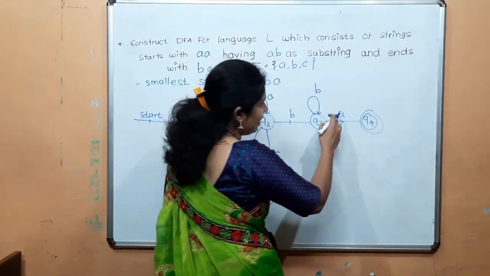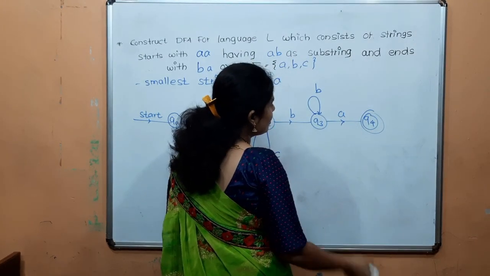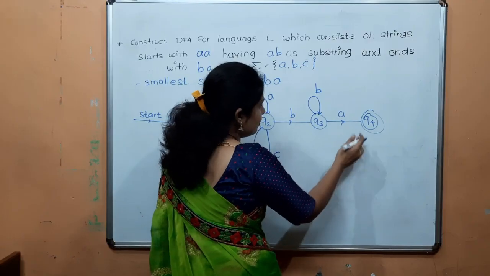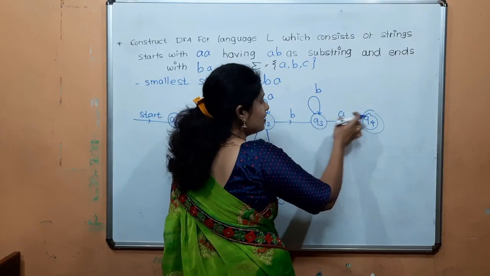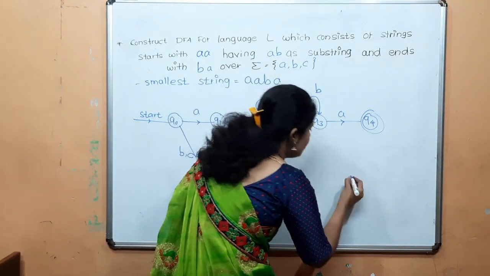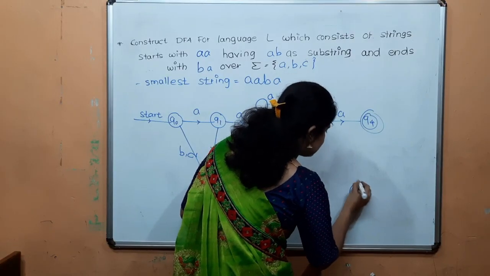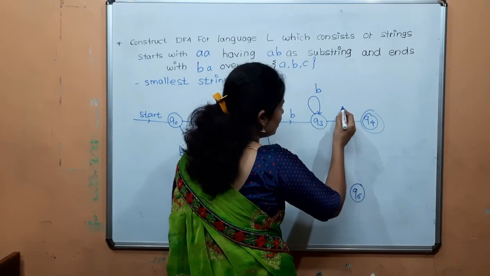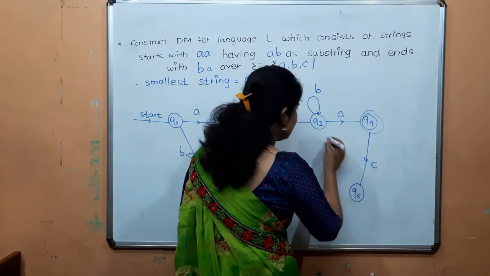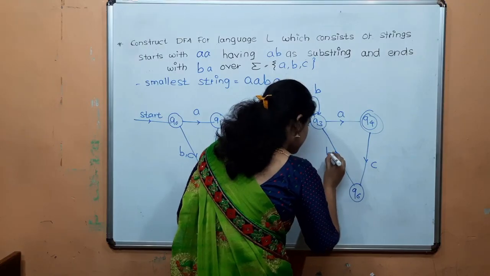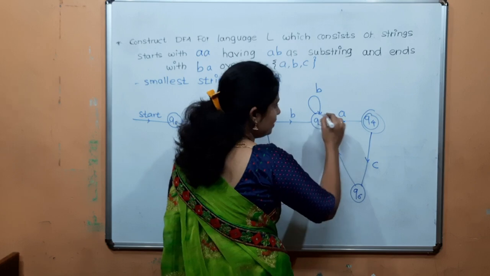Okay, after this A, if C occurs, then what can I do? We cannot give C here because the string would end with CA. So here we can add one more state, that is Q6. Now see here, after this A, if C occurs, then here we can give the C, B, A. Okay, understand? C, B, A.